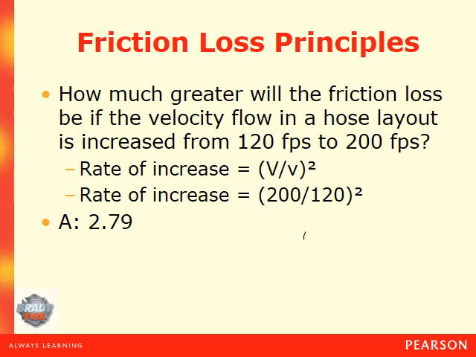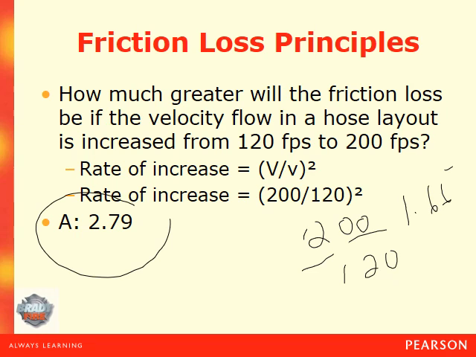So 200 divided by 120 equals 1.66 repeating. So now we've got to square that. So 1.66 repeating times itself equals 2.77 or 2.78, maybe even 2.79, depending exactly where you round out on the 1.66 repeating.